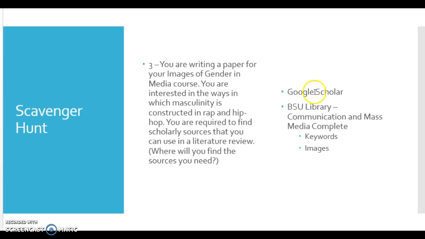The other difference is that in Google Scholar, if I put in the keywords masculinity and hip hop, I'm likely to get a few 100,000 hits. That's a lot of material to try to wade through. If I go into BSU's library and I type in the same things, I'm likely to get between 20 and 40 articles that really work. So that's a more manageable amount of information. I'm more likely to be able to take a careful eye looking over 40 articles and find ones that really work for what I want to do.